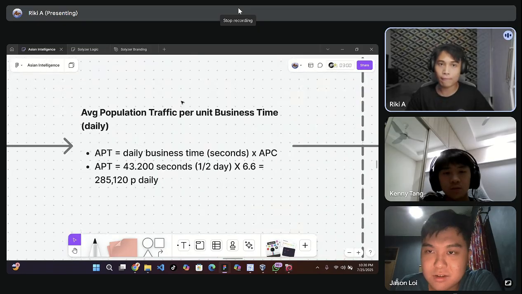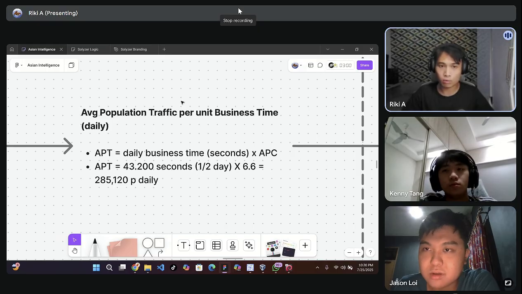After that, we calculate the average population traffic per unit business time daily, which means APT equals daily business time in seconds multiplied by APC. APT equals 43,200 seconds, which is half a day, multiplied by 6.6, equals 285,120 people daily. It means daily, the traffic in front of the store is 285,120 people.